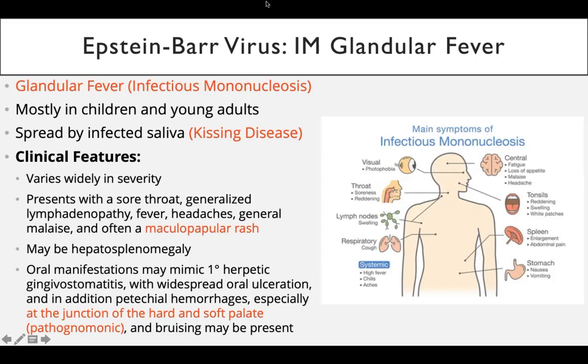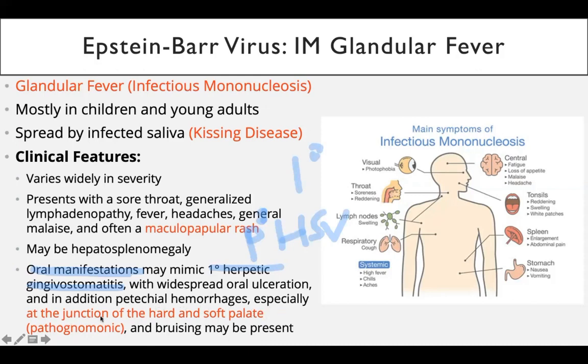Oral manifestation. We have oral manifestation. Why do we have oral manifestation? Because we are studying oral cavity disease. Oral manifestations may mimic primary herpetic gingivostomatitis, primary HSV, or primary HSV which mimics Epstein-Barr virus, with widespread oral ulceration and, in addition, petechial hemorrhages, pinpoint, pin-head size. You know, a common pin has a head, common pin head, that size.